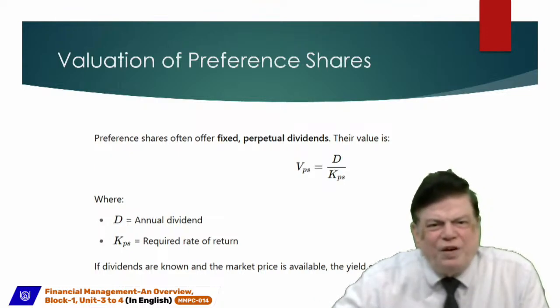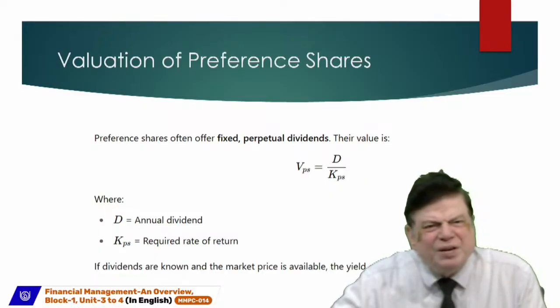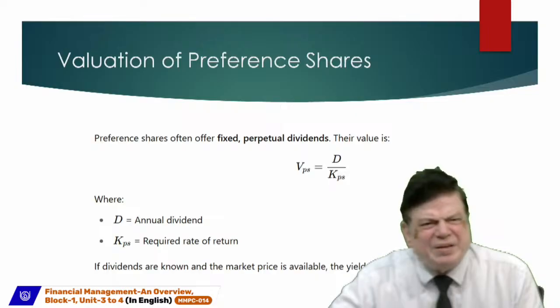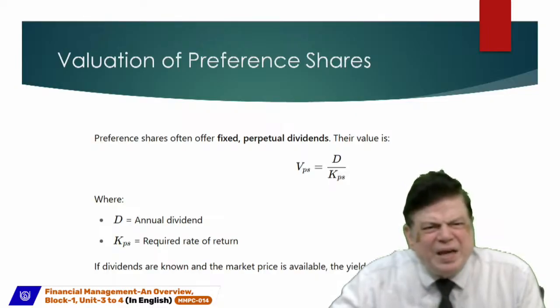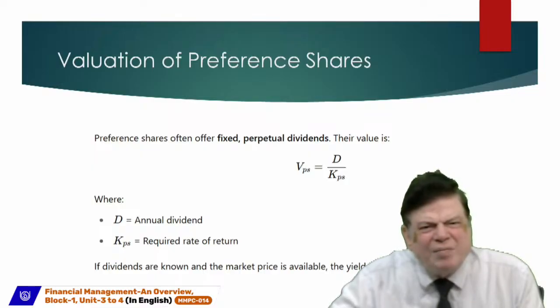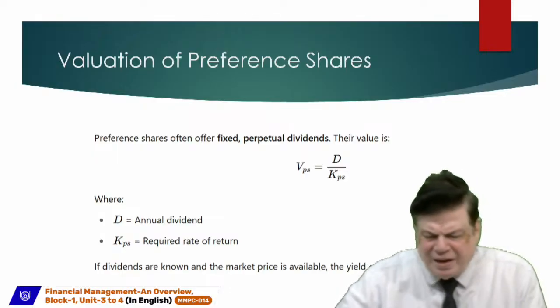Preference shares often offer a fixed perpetual dividend. The value is VP equal to D divided by KP, where D is the annual dividend and KP is the required rate of return. If dividends are known and the market price is available, the yield can also be calculated.